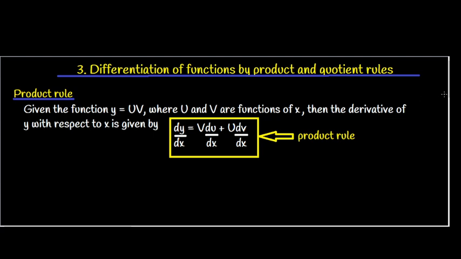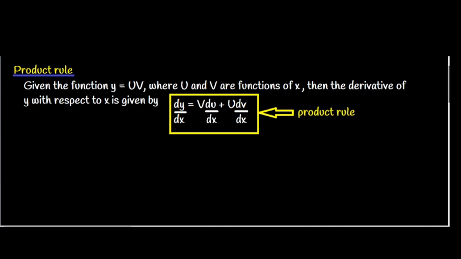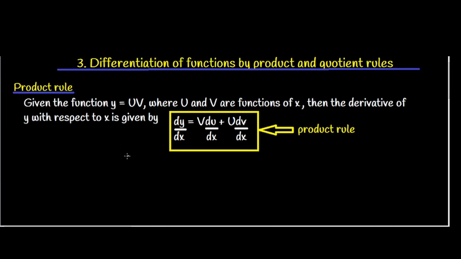Now let's first see how to derive the product rule, and later on we shall see how to use it. Here we have our function y equal to uv. We are going to derive the product rule from this step using first principles, like the previous tutorial. So let's begin by adding small changes.